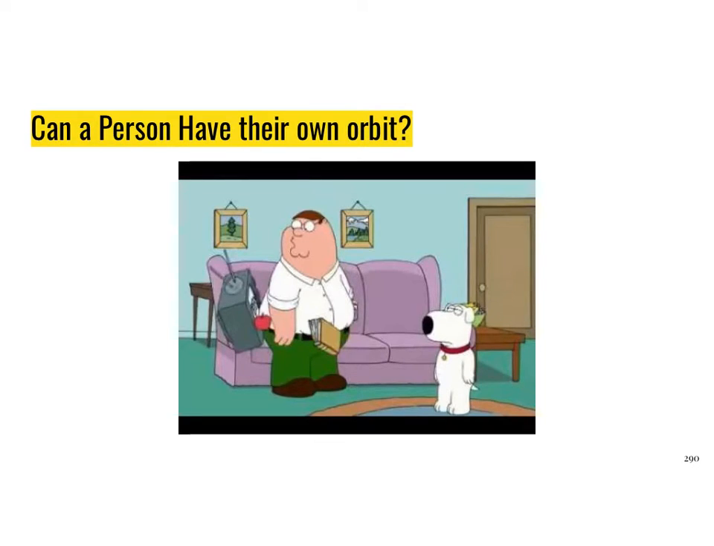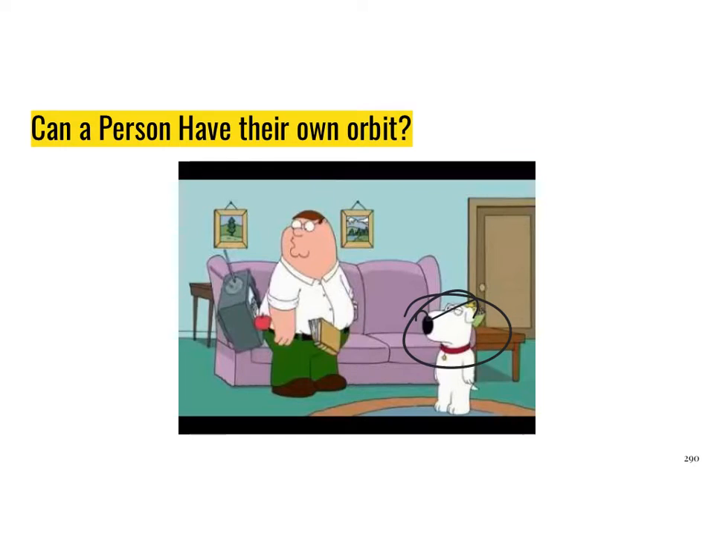This is a stupid video. I just love it. Can a person have their own orbit? Kind of is the answer to this question. This is a Family Guy video of when Brian, in case you don't know, Brian's the dog, starts throwing objects to Peter, and they start orbiting him. And the reality, of course, would be that that doesn't happen.